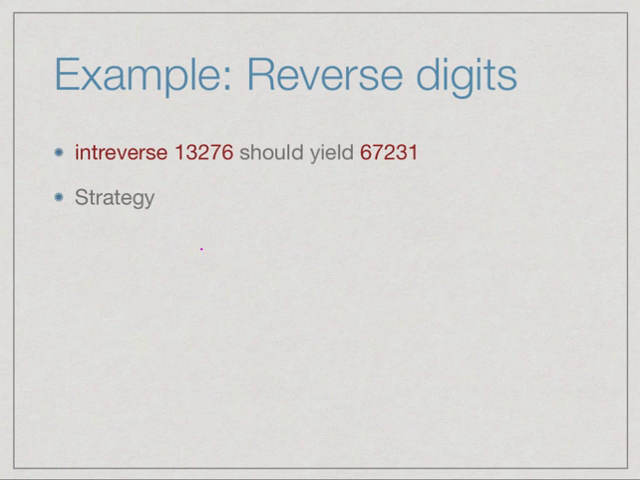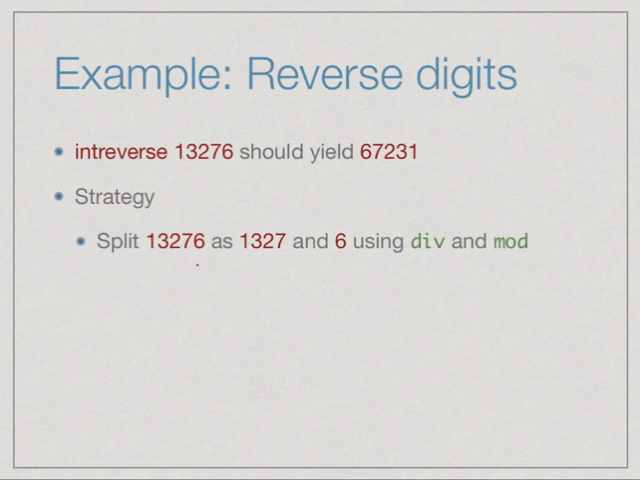So how would we do this? So here is a strategy. If we take 13276 and we divide by 10 using integer division, then we get 1327, right? And we take its remainder with respect to 10, we get 6. So using div and mod, we can split this number into the last digit and the rest.